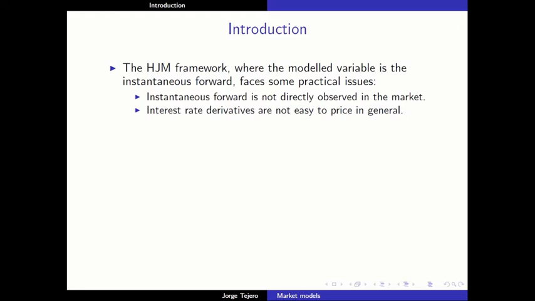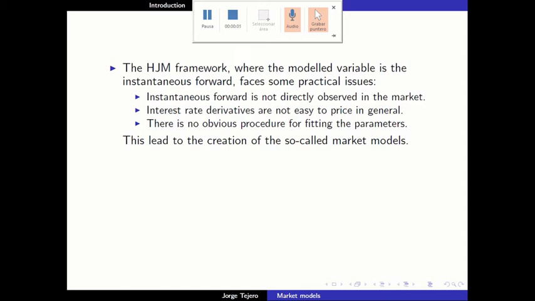The second one is that interest rate derivatives in general are not easy to price with a general HJM model. And the third one, which is connected to the second issue, is that provided that there are no formulas for pricing derivatives, also there is no obvious procedure for fitting the parameters of the model. These issues led to the creation of the so-called market models.